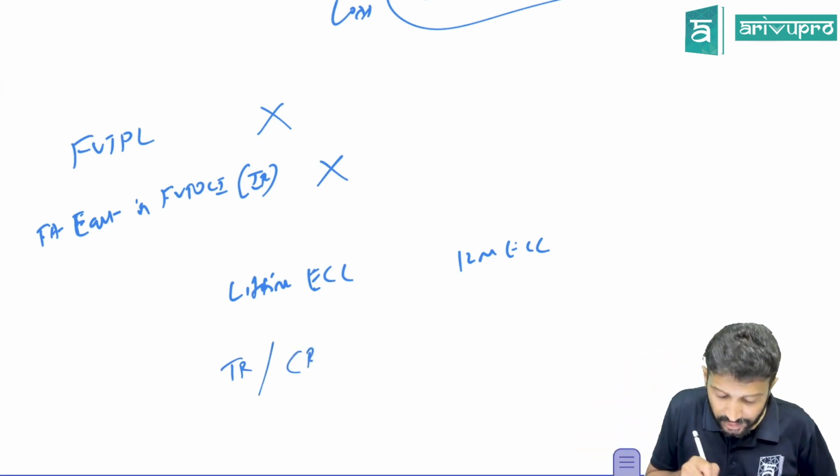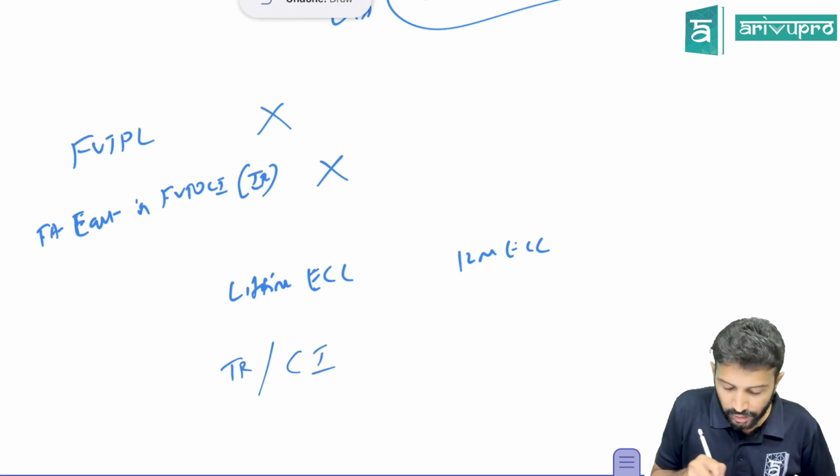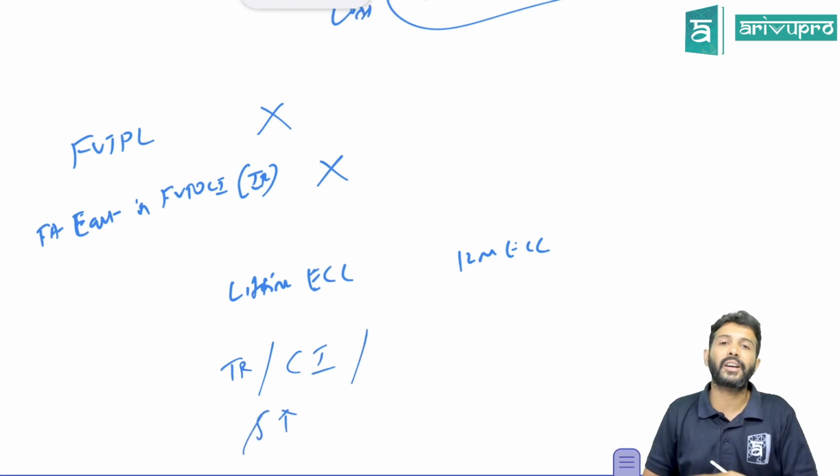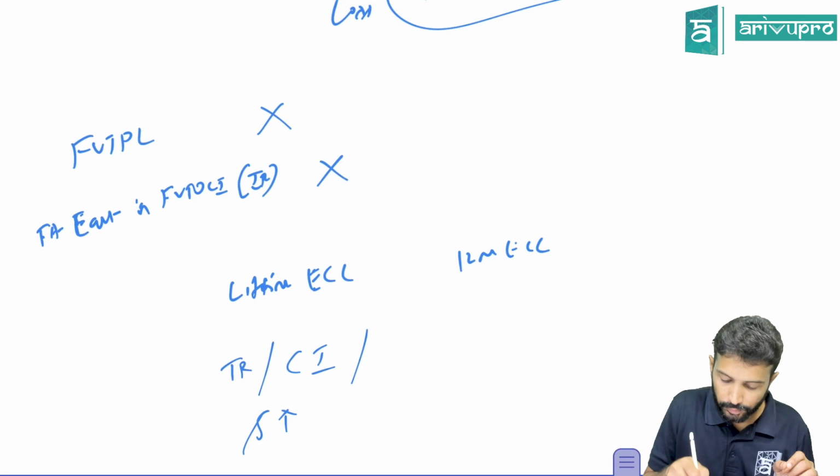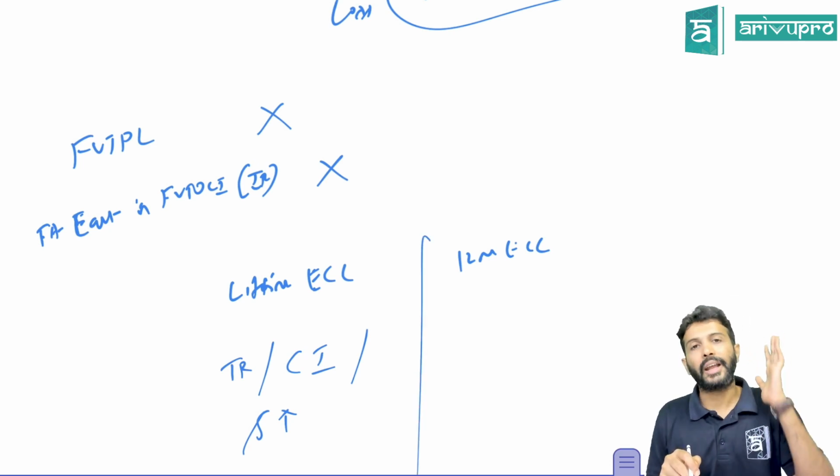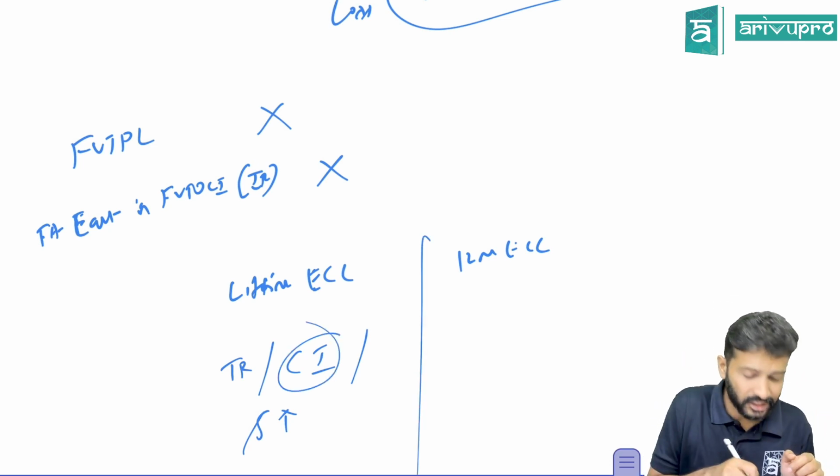If any financial asset is credit impaired or if there is a significant increase in the credit risk, for such financial assets, you have to compulsorily go for the lifetime ECL itself. And when can you say an asset is credit impaired?